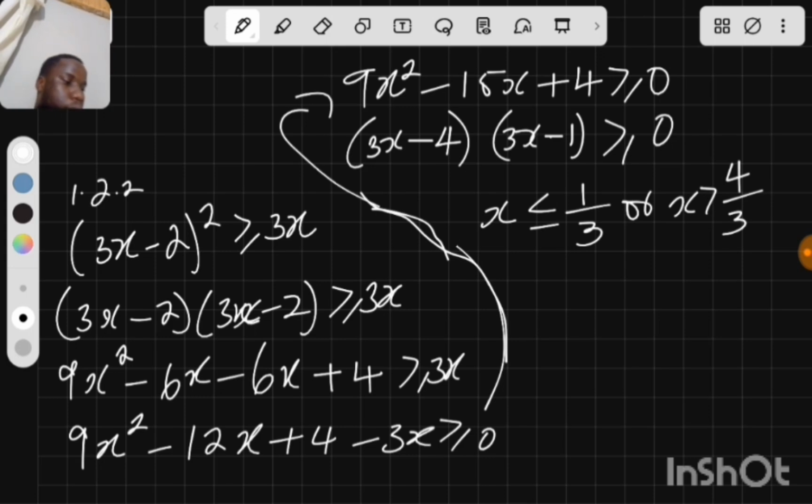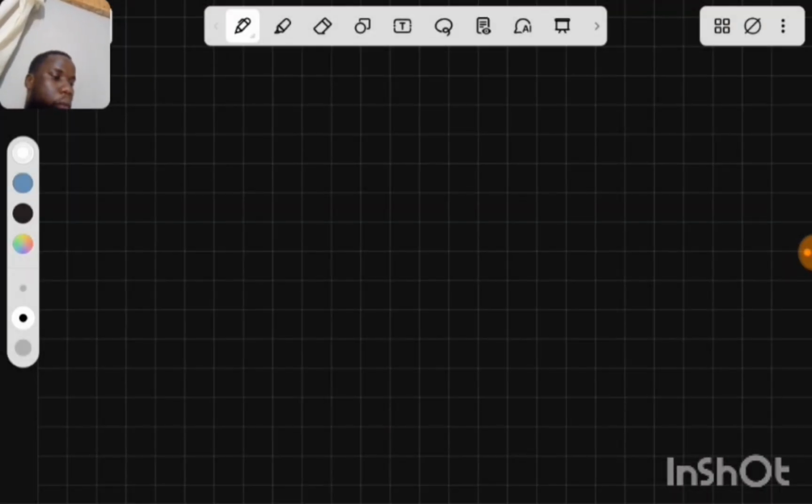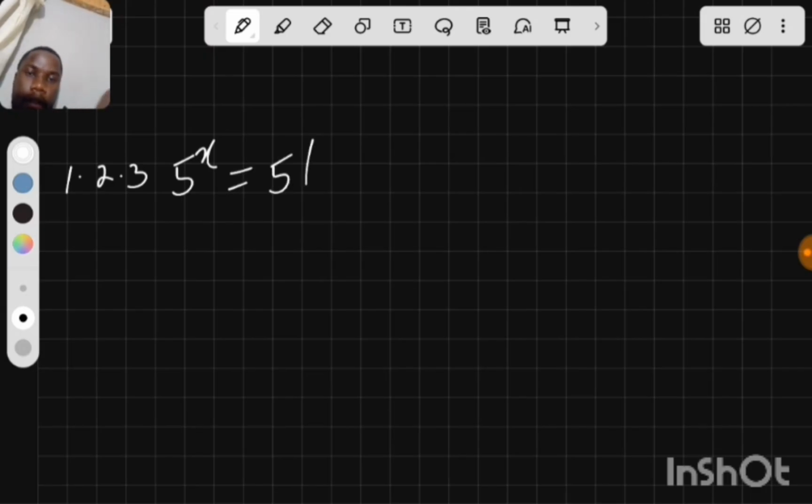And let's jump to question 1.2.3, which says 5 to the power x is equal to 5 times (4 plus 5 to the power 2 minus x).